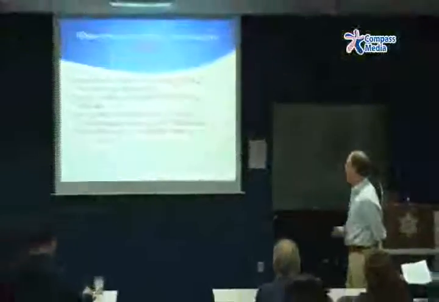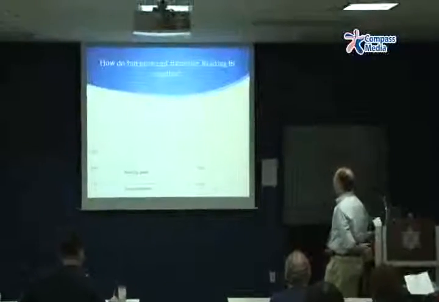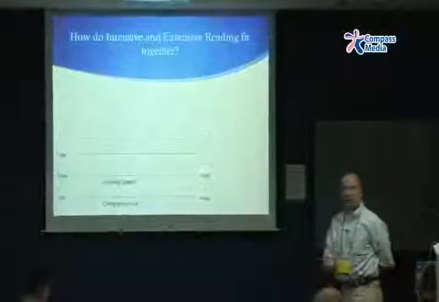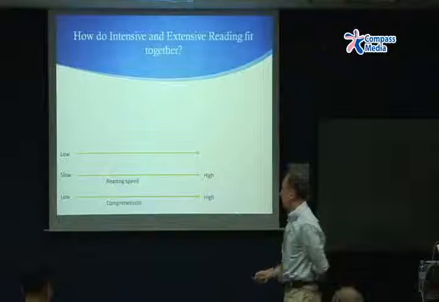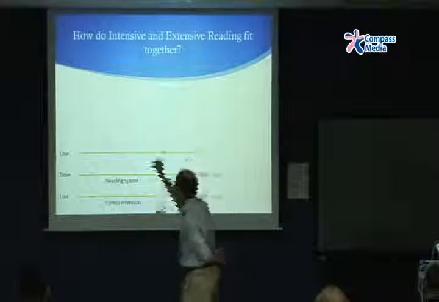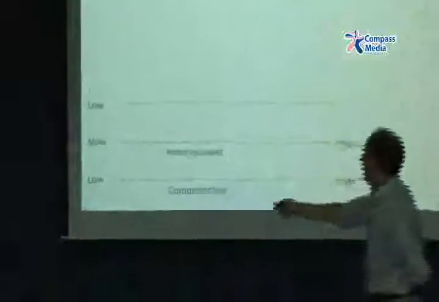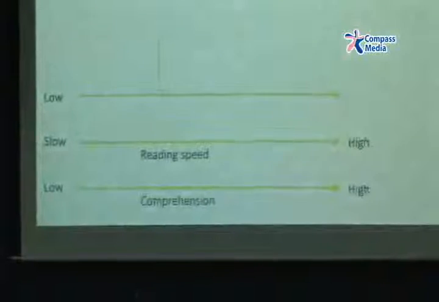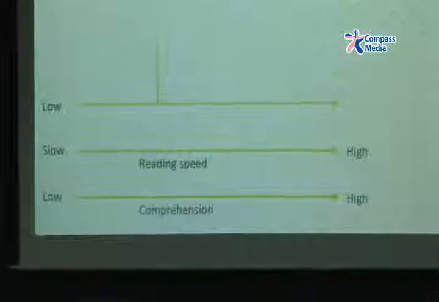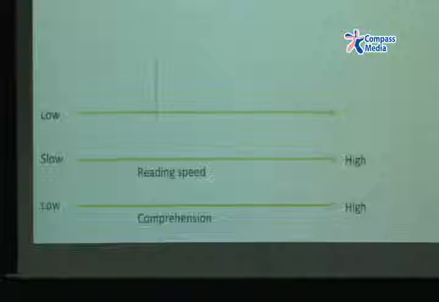So we should add this reading to our program. We don't replace it. So how do they fit together? Well, I want to explain to you how these two fit together. If we start off here with low-level comprehension, low reading speed, and low vocabulary, there are three critical numbers that you need to understand.